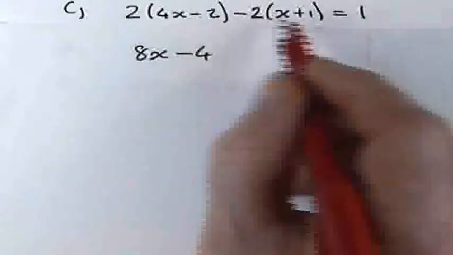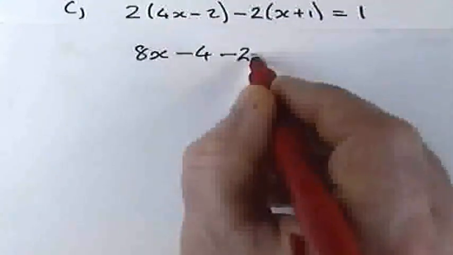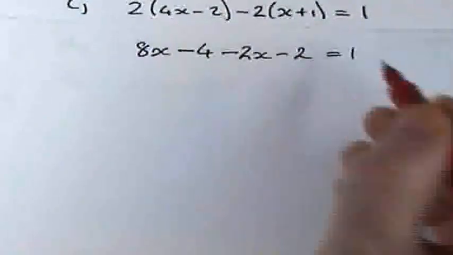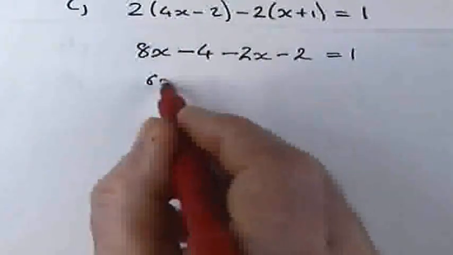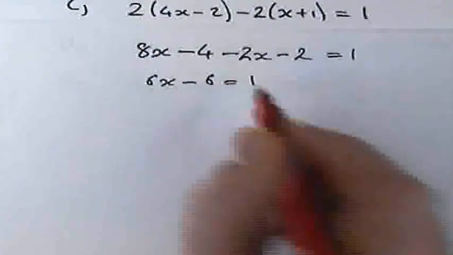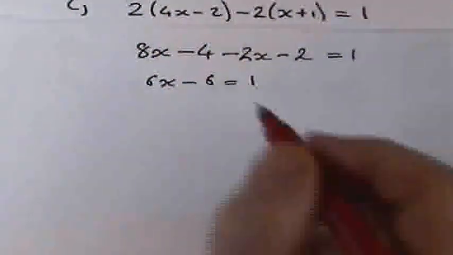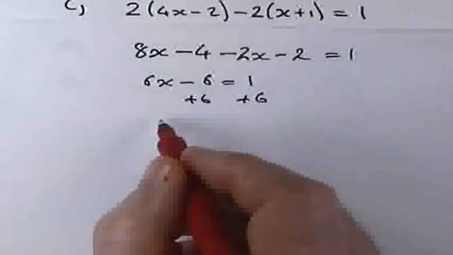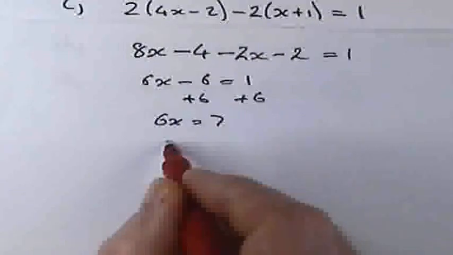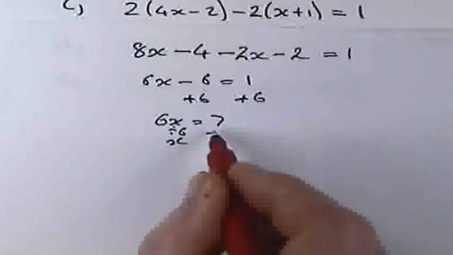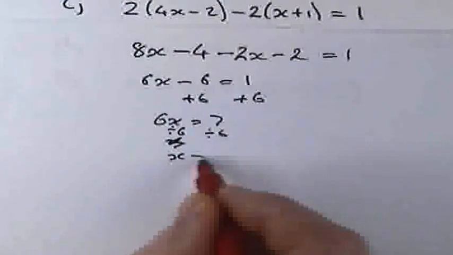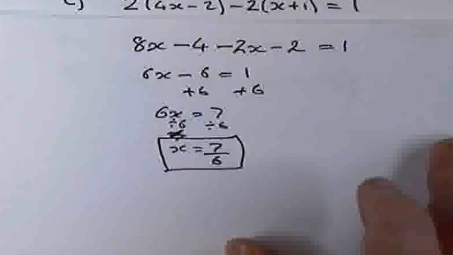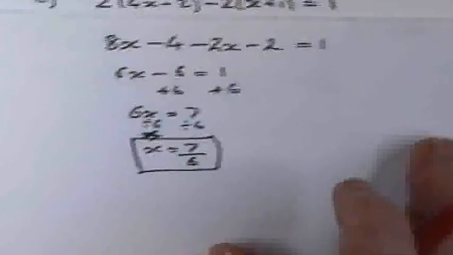Now the second problem is this negative here. It's going to be negative 2x, negative 2 times by x, and negative 2. We now simplify it to get 6x minus 6 equals 1. We now add 6s to both sides, and we get 6x equals 7. We divide both sides by 6, and we get x equals 7 over 6, and that is the answer to that problem. Not as easy to spot, so you do need to show your workings.